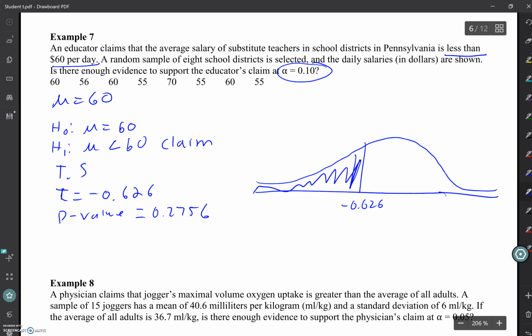What do I compare the p-value to? Alpha. So we're going to compare it to 0.10. Am I less than or greater than? Greater. So what does that tell me? Fail to reject.